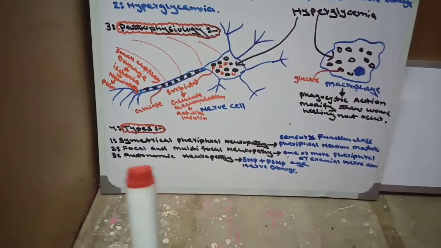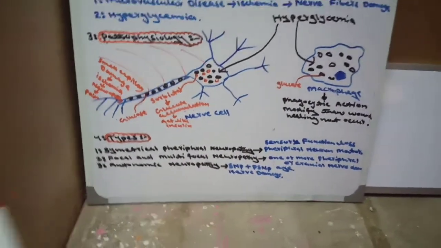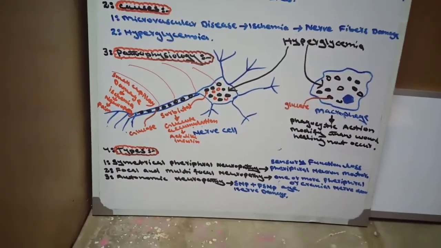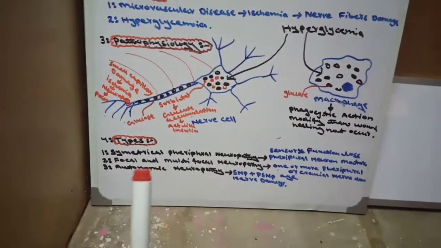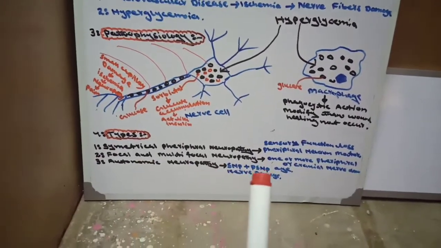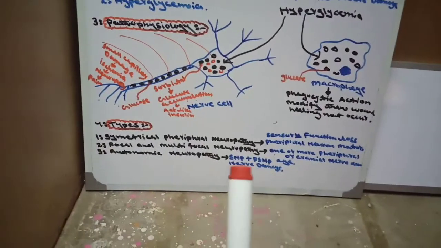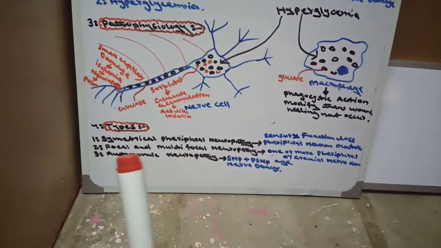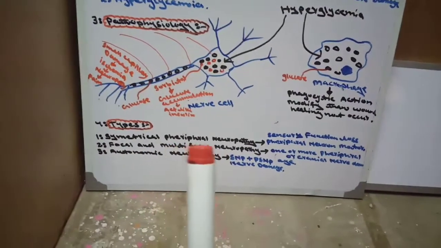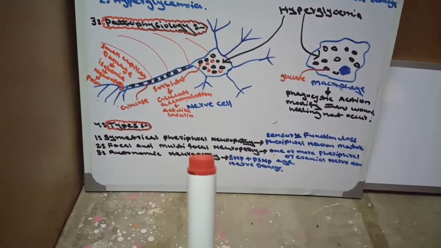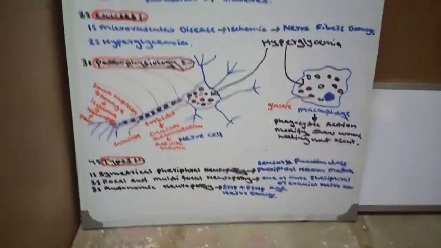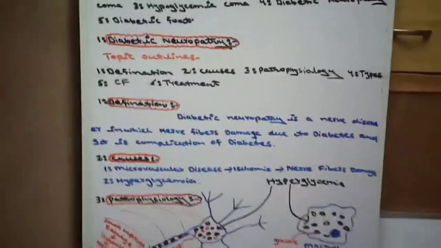The third type is autonomic neuropathy. It is shown by its name. Autonomic neuropathy means autonomic nervous system nerve damage, and the autonomic nervous system includes the sympathetic and parasympathetic nervous systems. When sympathetic and parasympathetic nerves are damaged, it is called autonomic neuropathy. So there are three types of neuropathy: first, symmetrical peripheral neuropathy, second, focal and multifocal neuropathy, and third, autonomic neuropathy. Now come to the clinical features.